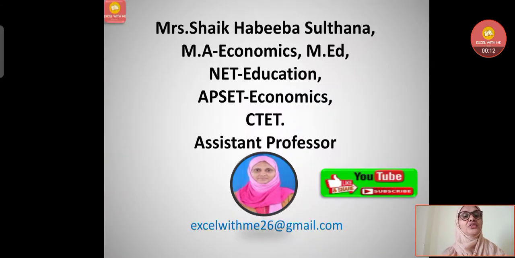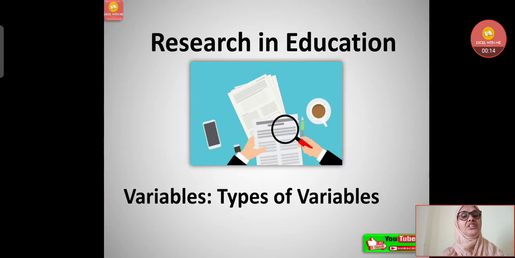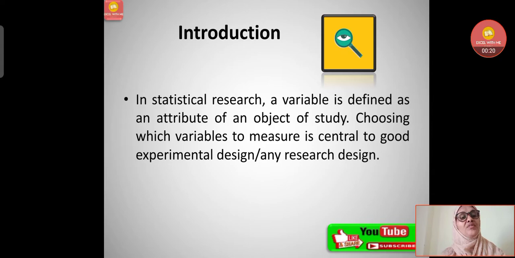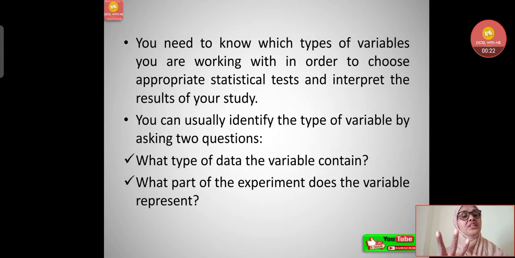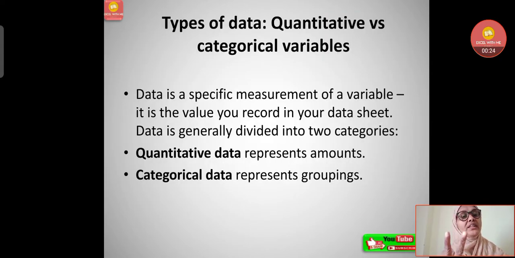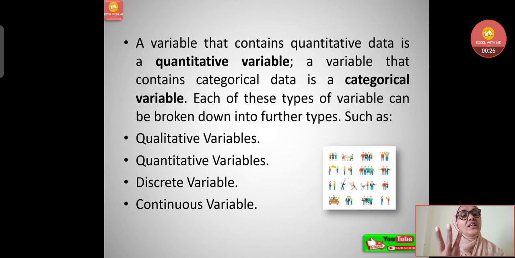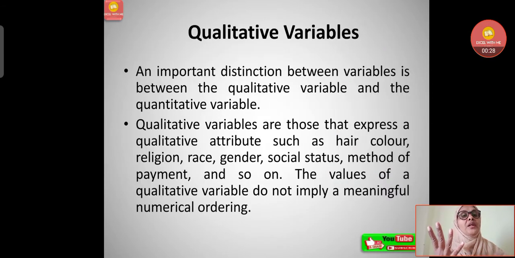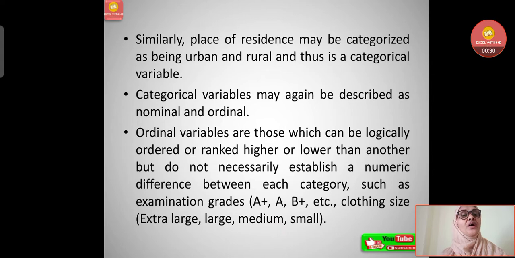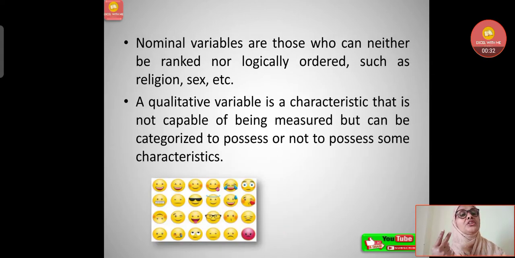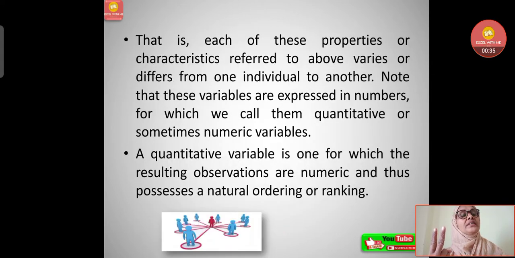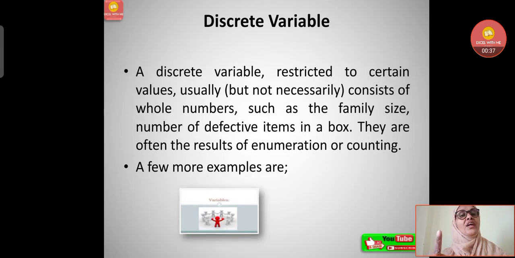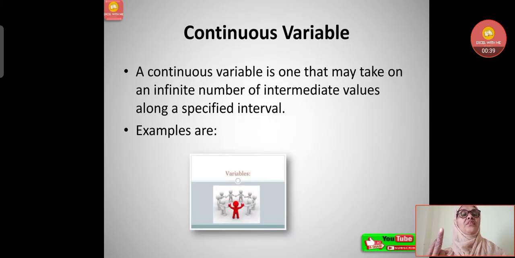Let's start today's class, that is research in education, with the topic variables. We were discussing the types of variables. In the previous class, we understood the types, that is qualitative, quantitative, and then discrete and continuous variables. Today in this class, we are going to discuss two new variables. They are background variables and suppressor variables.